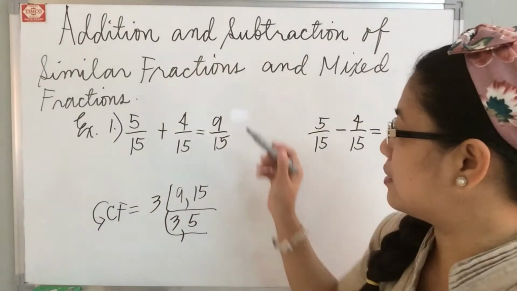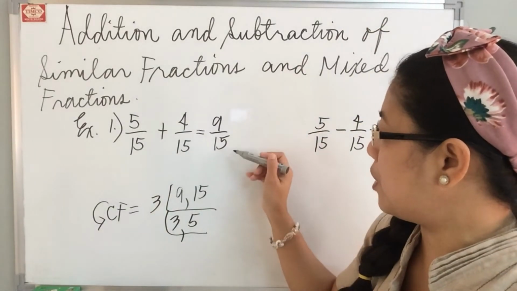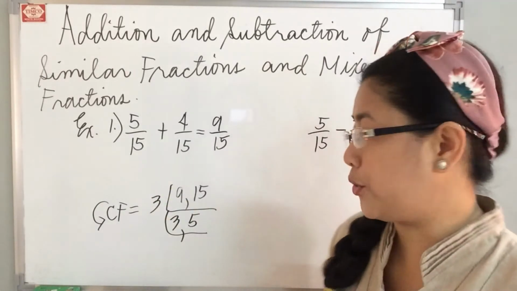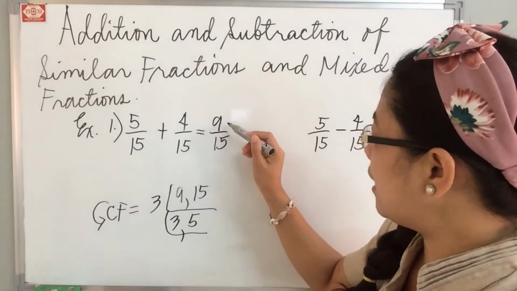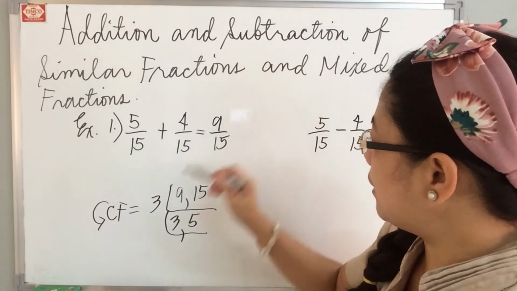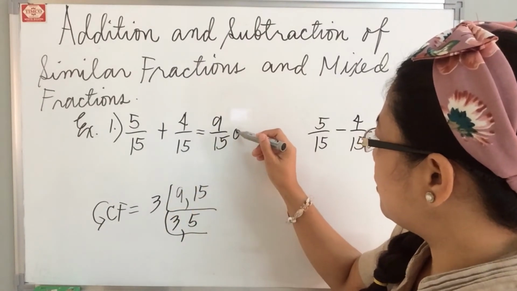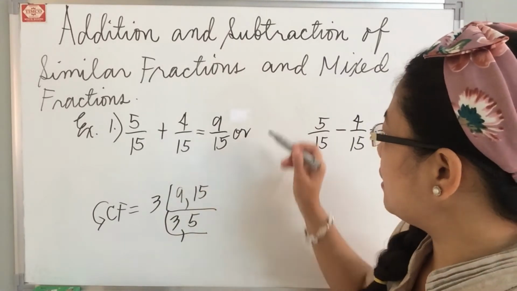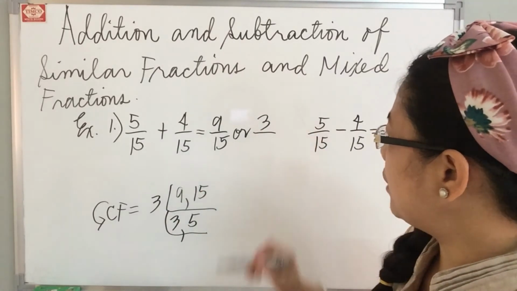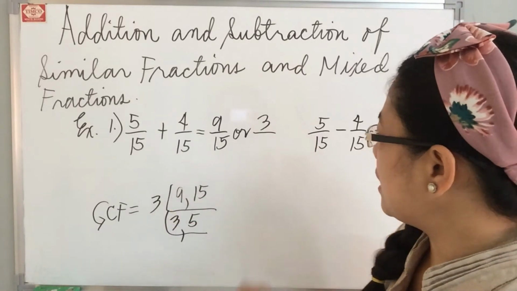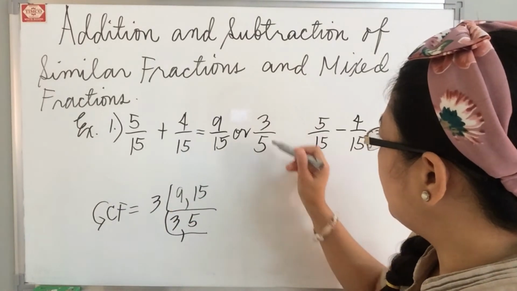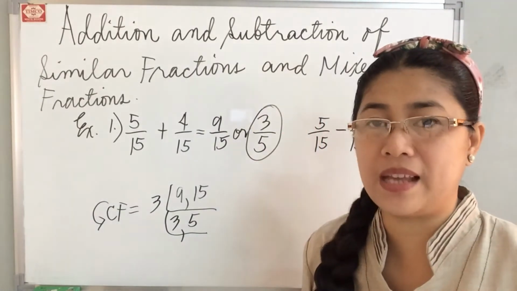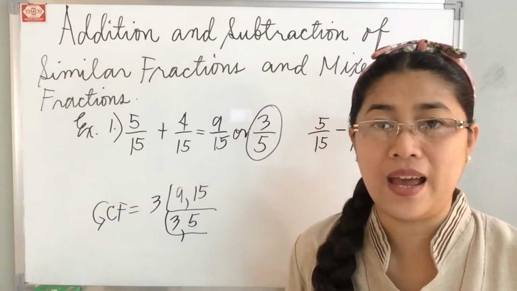And divide both numbers, the numerator and the denominator, by the greatest common factor. So we have to divide 9 by 3. 9 divided by 3 is 3 over 15 divided by 3 is 5. Okay, so this is now the lowest term, or your final answer.